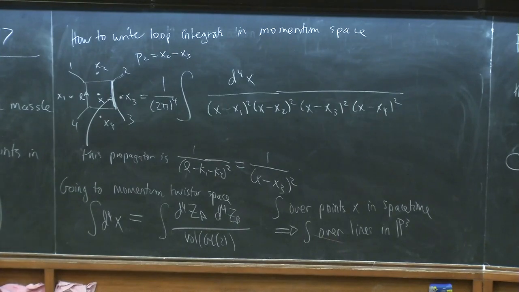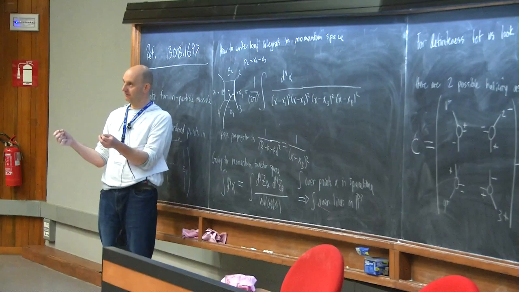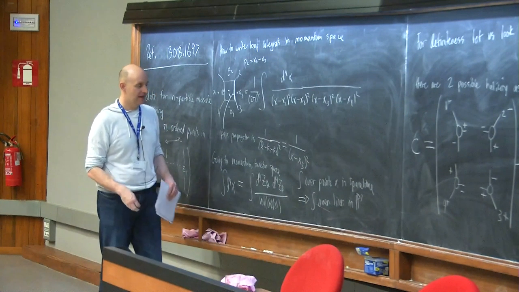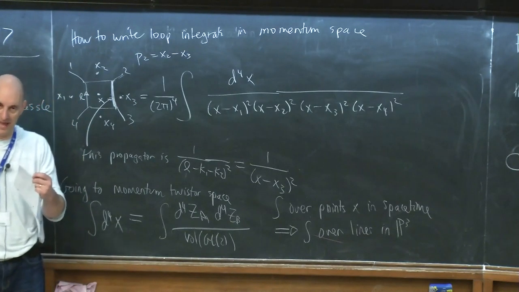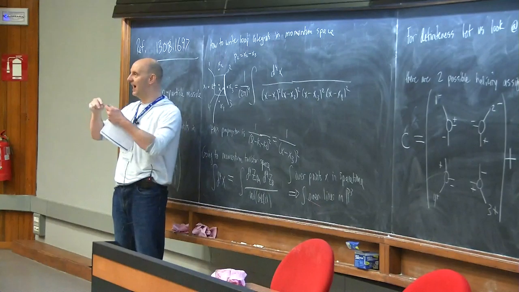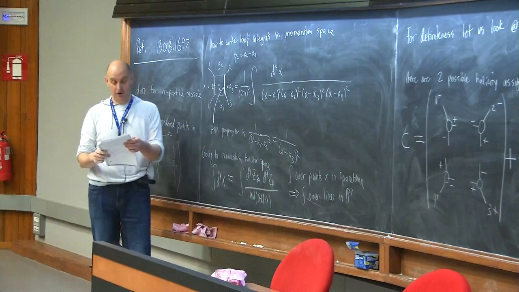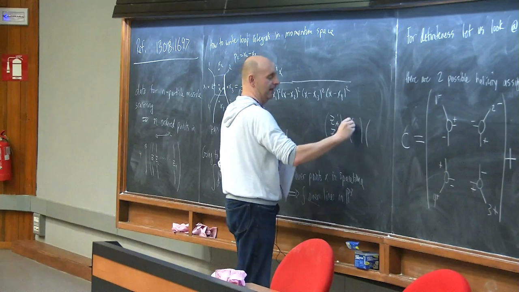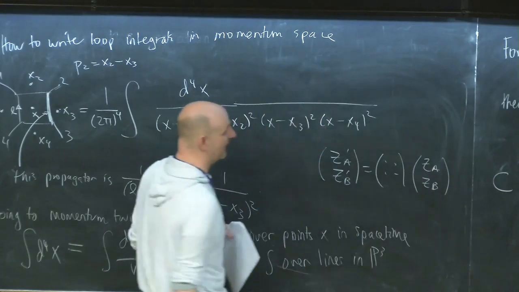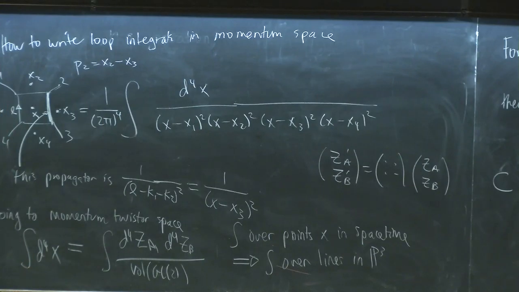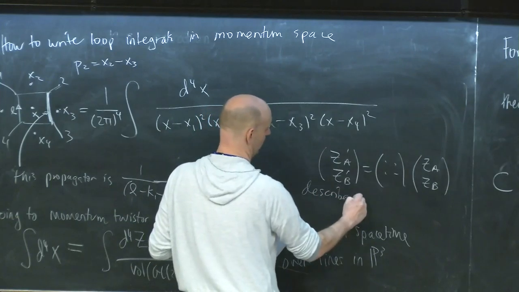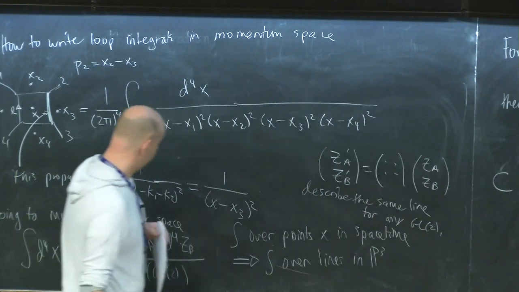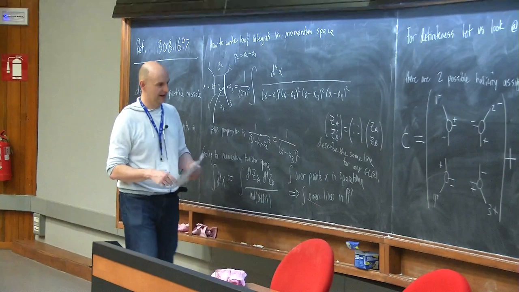How do you specify a line in P3? Well, you can specify two points, ZA and ZB, meaning the line going between A and B. Now, that's redundant, because if you give me any two points A and B, I can slide either one of them along the line, and it still describes the same line. So if you take ZA and ZB and multiply by any 2x2 GL2 matrix, you'll get new points, ZA prime and ZB prime, that describe the same line. So we need to mod out by that symmetry, and that's what's indicated by this volume factor.